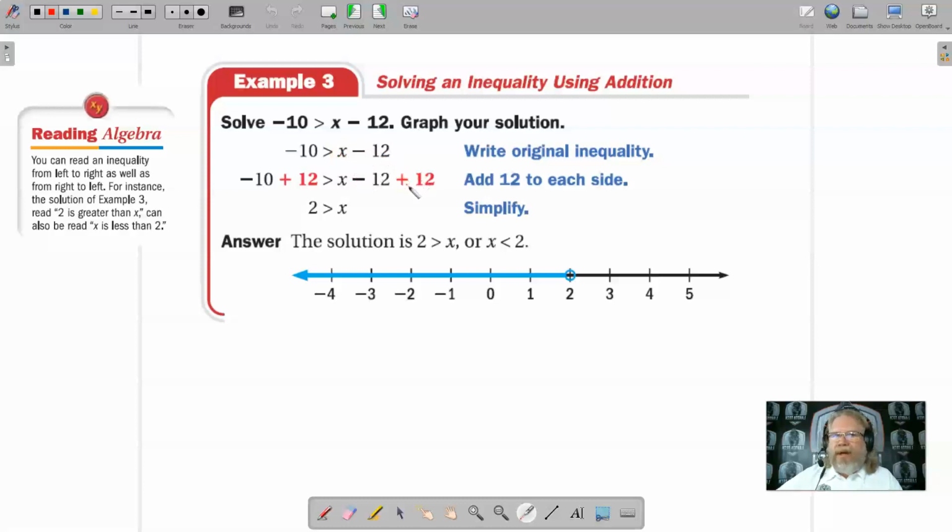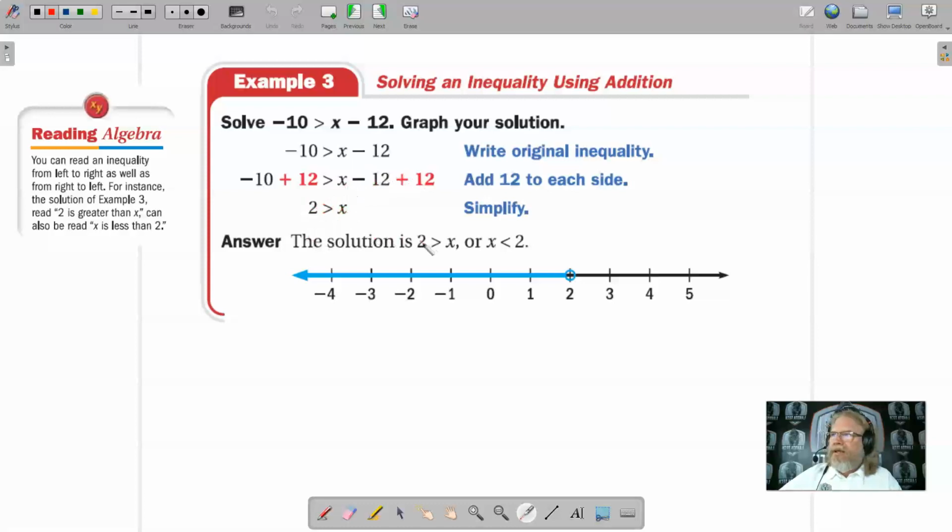We're going to add the very number we wish to get rid of, which is this 12, so we're adding 12. And what we do to one side, we're going to do to the other. Now we have negative 10 plus 12 equals positive 2. The negative 12, positive 12 cancel each other, leaving us with just the x. And we end up with 2 is greater than x.